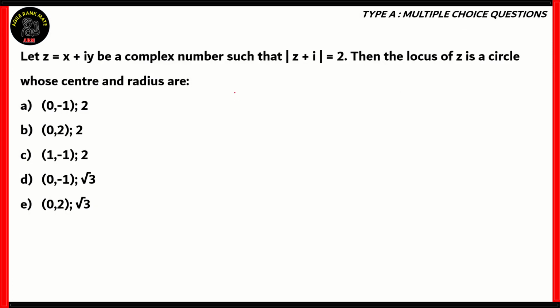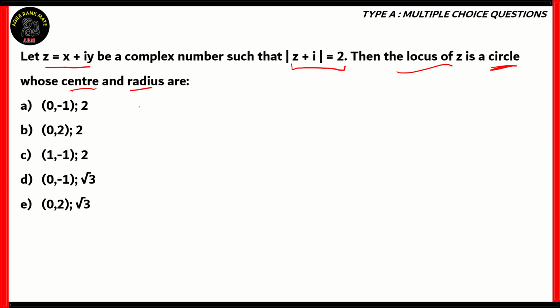Now let's look at the final question for the day. Let z be x plus iy. It's a complex number such that modulus of z plus i equals 2. Then the locus of z is a circle whose center and radius are... So one of the 5 options is correct. We need to find the center and radius of the circle, which is the locus of the complex number z.